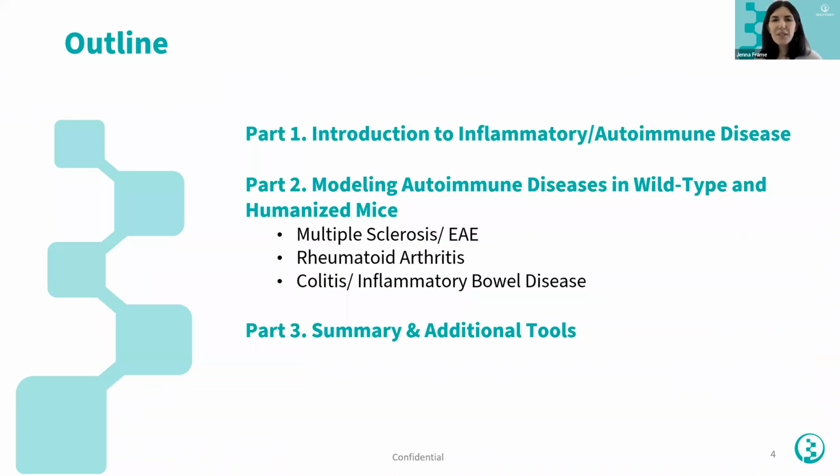So for the rest of today's presentation, I'll start with a brief overview of autoimmune disease initiation and progression. I'll then discuss how we can model these diseases in mice, including multiple sclerosis, rheumatoid arthritis, and colitis, each with specific case studies. And then finally, I'll mention additional models and tools that can help you to streamline your drug discovery workflow.